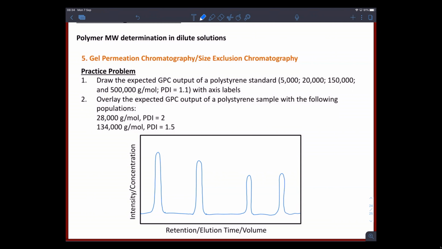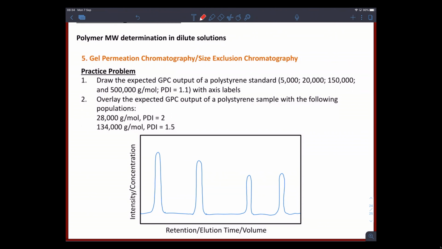That is the best one I've ever done. So they all look like they have a PDI which is around about the same. And then we have the actual sample that we're going to lay for the polystyrene sample. So this is a sample, not the standard, with the following populations.